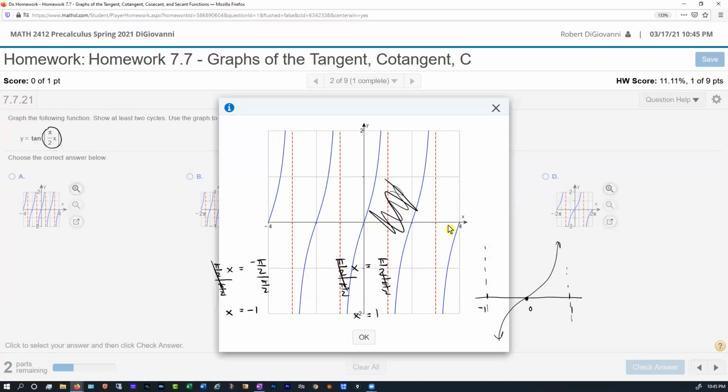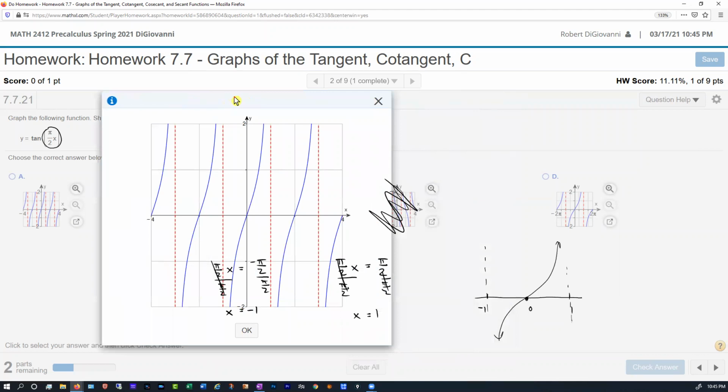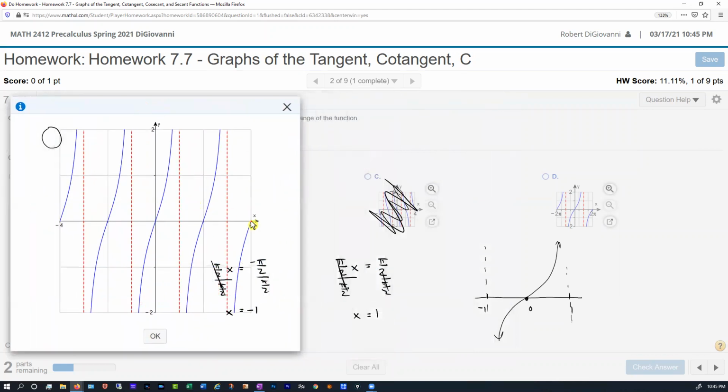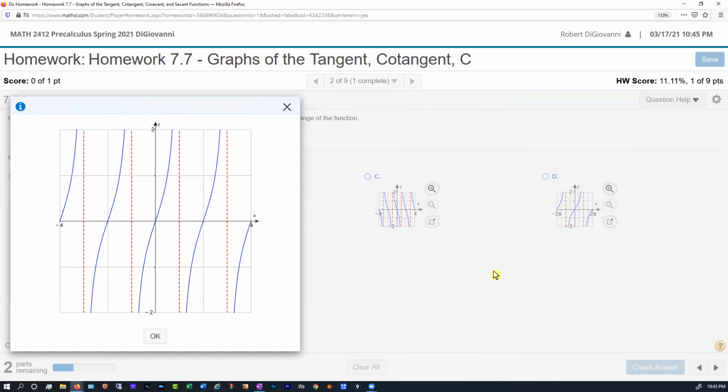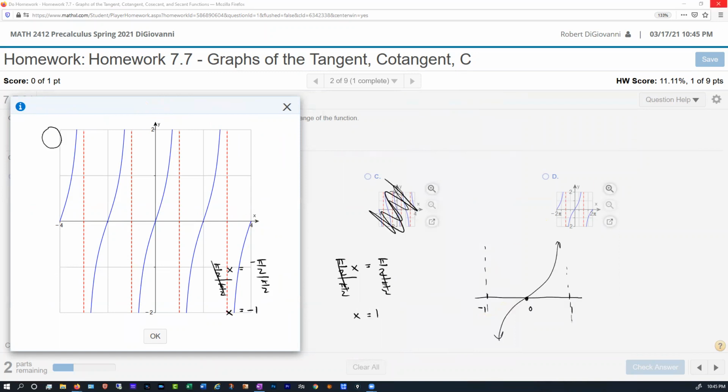So let's see, we have vertical asymptotes happening at, let's see, if this is 4, that's 3, that's 2, that's 1. So how far apart are these? The distance between, oh, I didn't mean to do that. I accidentally cleared it. Hold on. I need to get it back. There we go. So the distance between here and here is 2. So it looks like that's what's happening here.